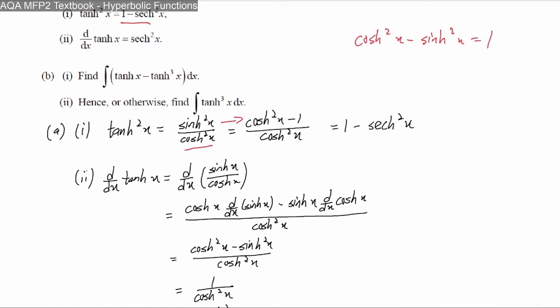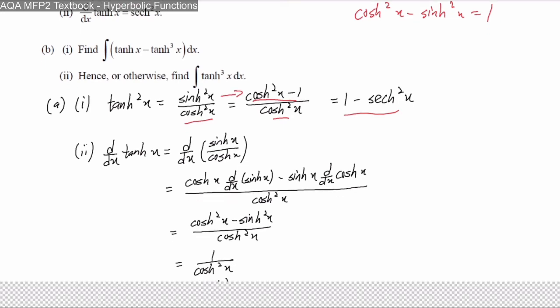So after this, we use the numerator, which is cos squared x minus 1, to divide. So we split the terms and divide. This is how we actually get this 1 minus sec squared x. Okay, so that will be the first part. The second part is to differentiate tan x, and we actually get sec squared x.